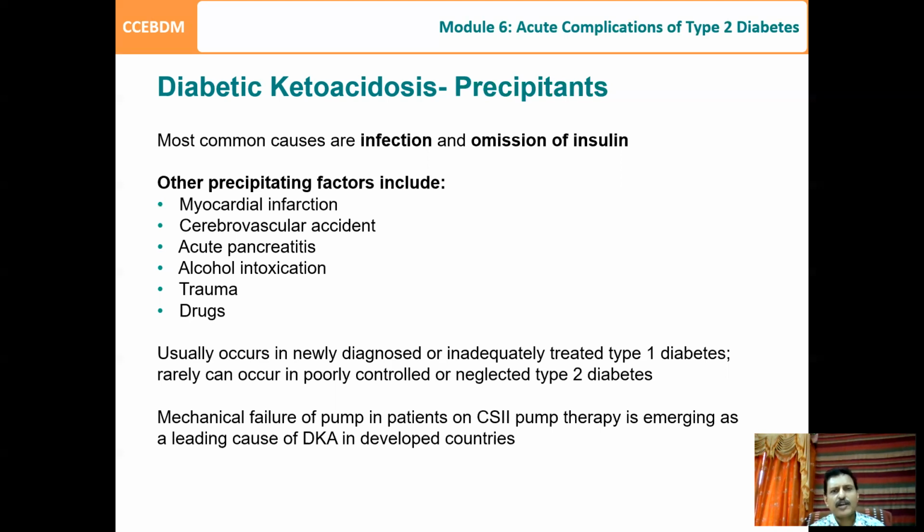Now, another precipitating factor, which mostly occurs in type 2 diabetes subjects who develop diabetic ketoacidosis, is myocardial infarction, cerebrovascular accident, pancreatitis, alcohol, trauma, and drugs. So these are mostly related to type 2 diabetes subjects who develop diabetic ketoacidosis, though the possibility of diabetic ketoacidosis among type 2 diabetes mellitus is not very common. But type 1 diabetes often develops diabetic ketoacidosis, and the commonest cause for them is either infection or omission of the insulin.